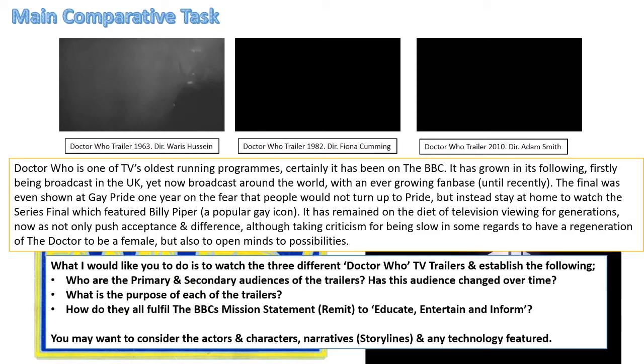With these three trailers, I want you to think about who the primary and secondary audience are of the trailer. Has this audience changed over time from 1963, 1982 to 2010? What is the purpose of each of these trailers, and how do they fulfil the BBC's mission statement or their remit to educate, entertain and inform? Consider things like the actors, characters, storylines and technology featured. Pause this video, watch those three. They're embedded in here, and you should be able to just click them and they'll play. But pause it, give yourself 40 minutes.